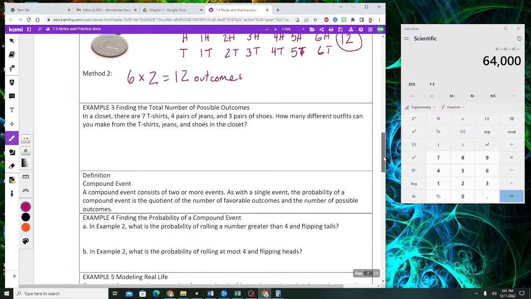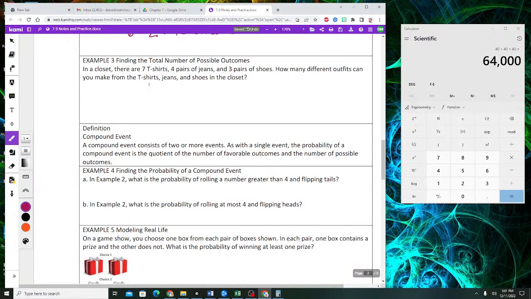And that becomes even more important when we look at this. In a closet, there are 7 t-shirts, 4 pairs of jeans, and 3 pairs of shoes. How many different outfits can you make from t-shirts, jeans, and shoes? So we've got 7 t-shirts times 4 jeans times 3 shoes. So we're going to multiply those together. So 7 times 4 times 3, that gives us 84 outfits.